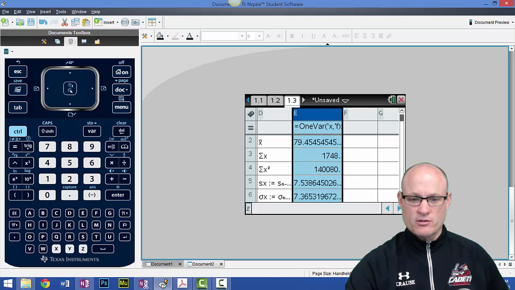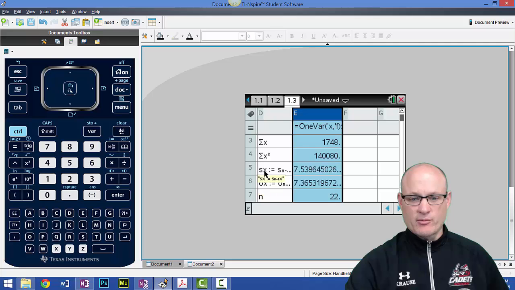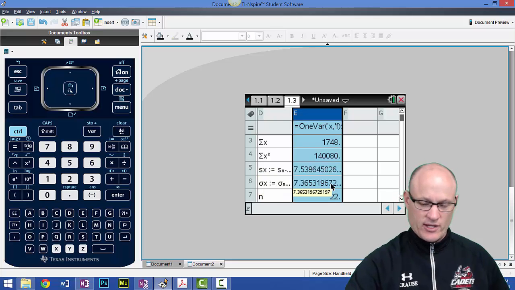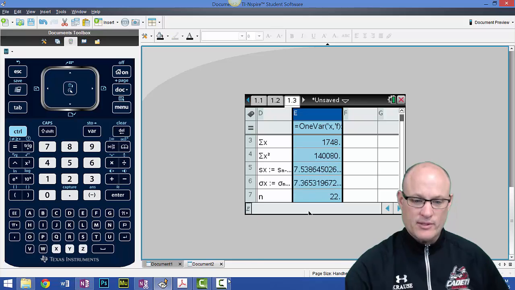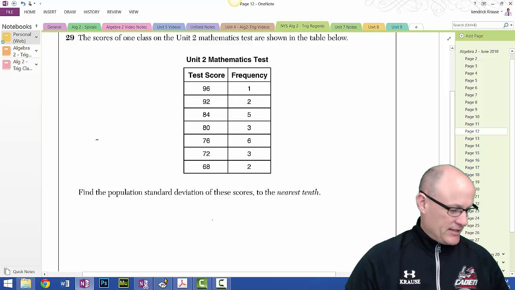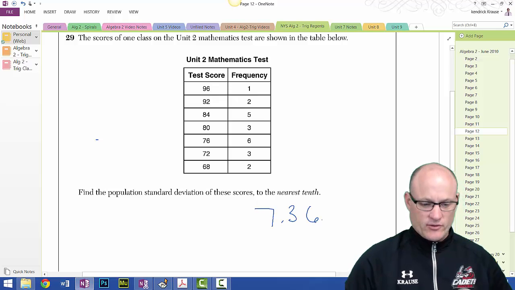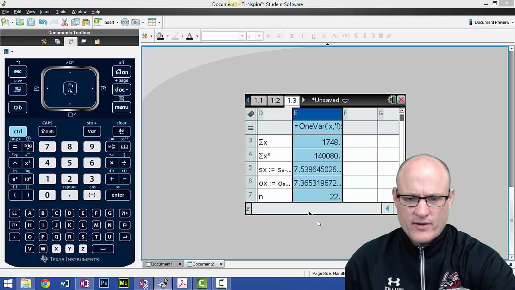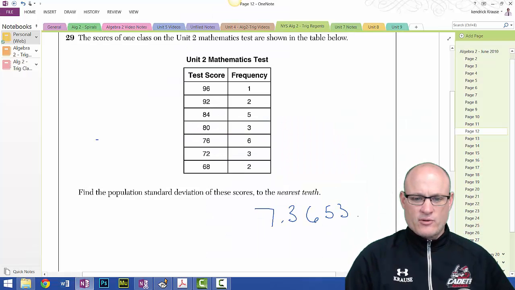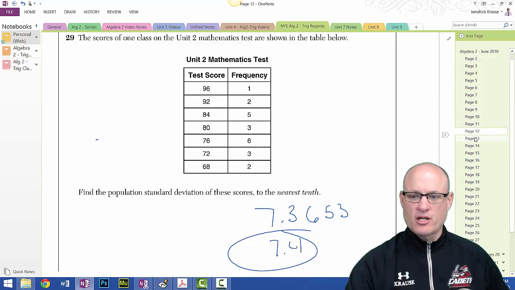So we want our population standard deviation, and that's sigma. This is a sample standard deviation. This is a population standard deviation. So it's 7.3653. I apologize for that. It's been a while since I used that particular feature. So there's really not a lot of work here. Your population standard deviation is 7.36. I forgot what it was. 53. So on and so forth. This is rounded to the nearest tenth, so the answer is 7.4. There it is. Sorry about that. Didn't mean to mess you all up.